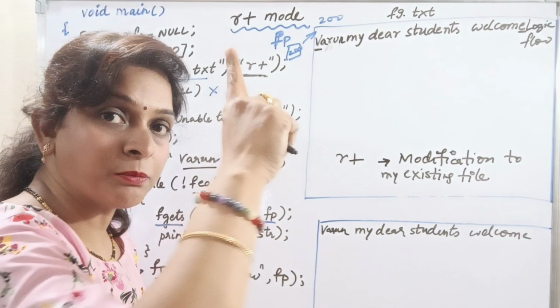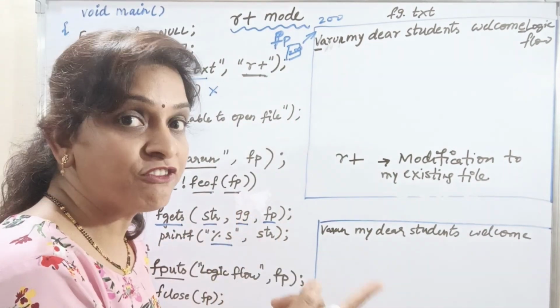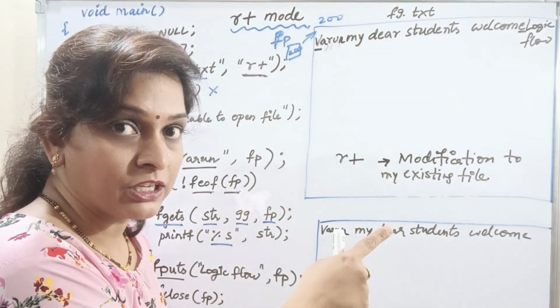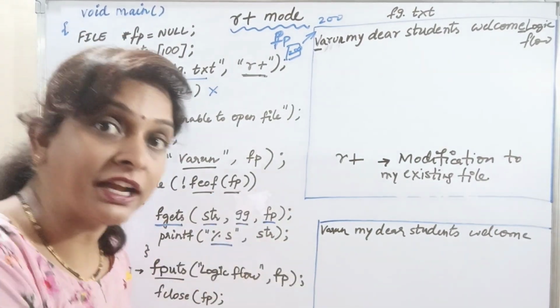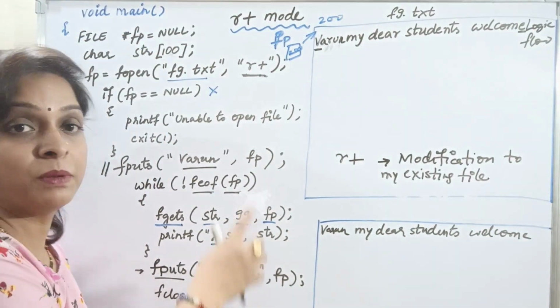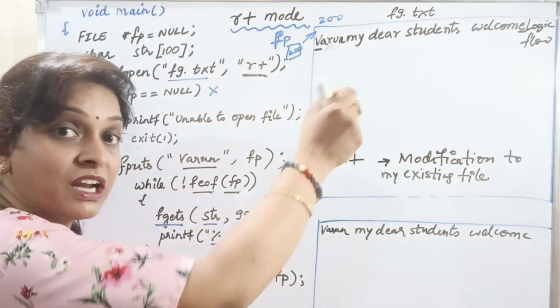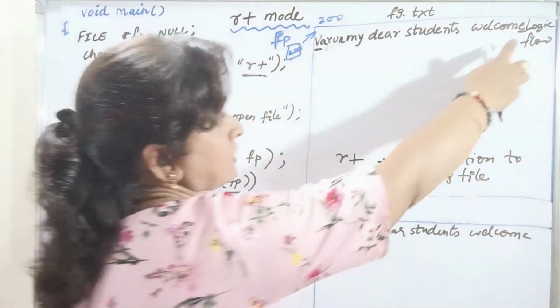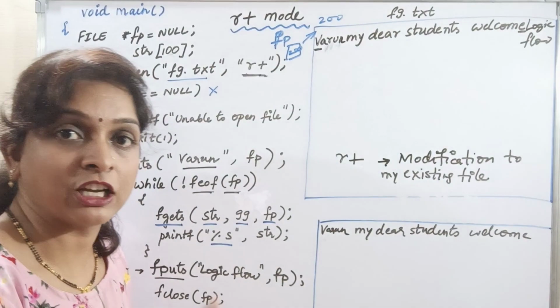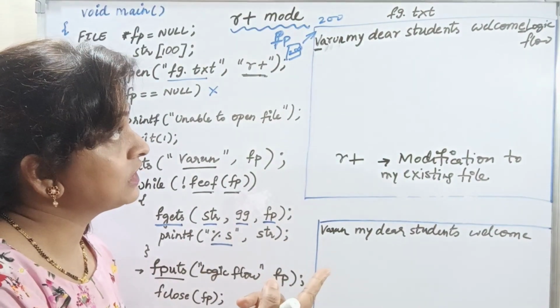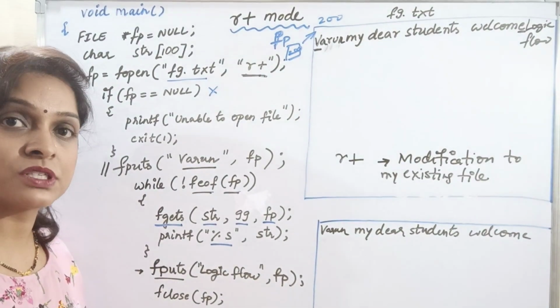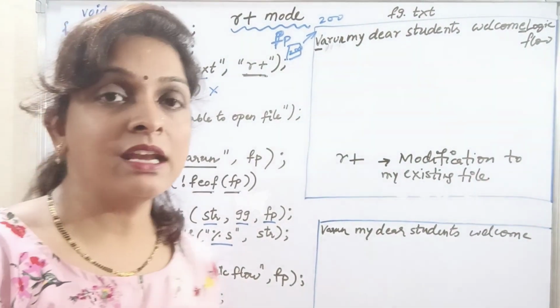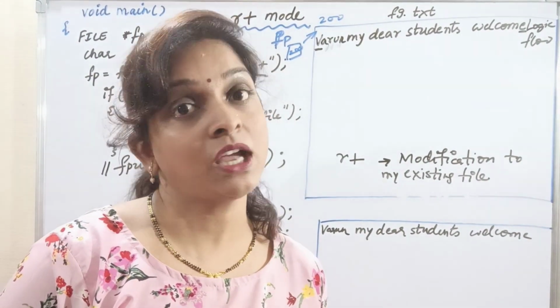Because while reading, the pointer will be at the first position. After reading, it will be at the end of file. Afterwards, if I try to write the data, it will be written from that end position. So this content, logic flow, will be added there. When you open that f9.txt, you can find that. And finally, fclose. This is how we read and write the data using R plus.